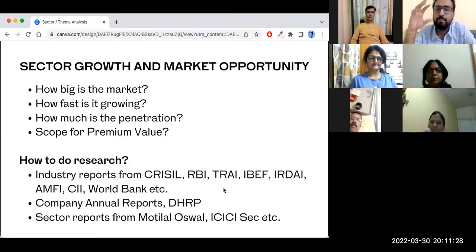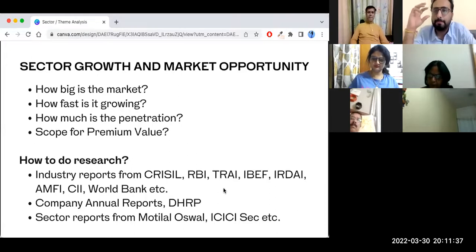But at minimum, you should get the information of how big the market currently is, how fast it is growing, how much the penetration is, and whether there is scope for premium value or not. Many times, data on scope for premium value you will not get. This comes from your personal understanding of that sector, whether premium products can be launched there or not, right?